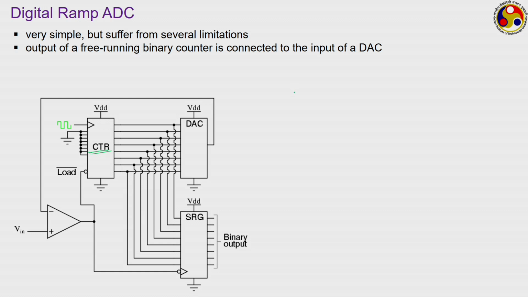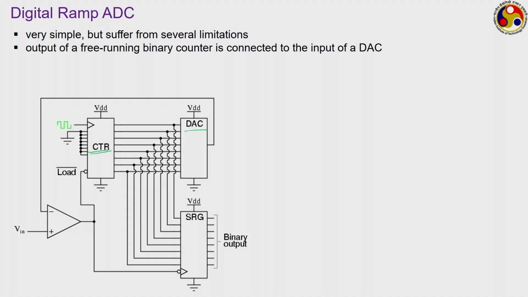Free running means that initially the counter is set as all zeros, then it changes the first digit to 1, and then after a particular time interval it changes to 1 0, then again the same time interval apart it changes to 1 1, and this way it keeps on changing without any control. So this is what we refer to as a free running binary counter, and the output from this counter is supplied to a digital to analog converter. How it is done, we shall be learning in the next lecture, that is the digital to analog conversion.